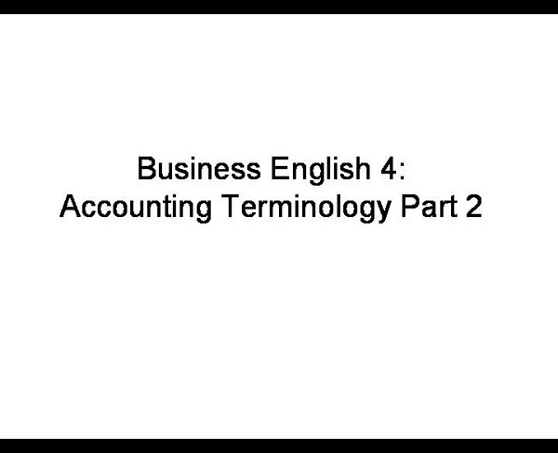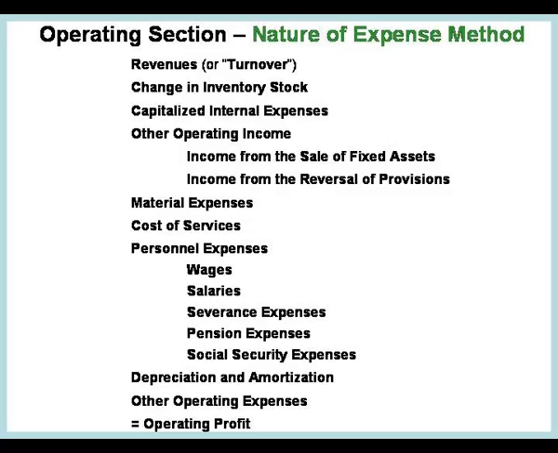All right, now that we've wrapped up those main concepts, we can take a look at the individual positions of the operating section of the income statement in a little more detail. If we start out with an operating section that's based on the nature of expense method, we see immediately that the first position consists of the revenues, which are sometimes also called turnover. Sometimes you'll see sales as well, but that's not as common as revenues or turnover. These are all translations for Umsatzerlöse.